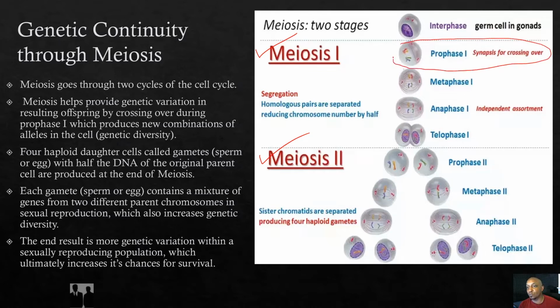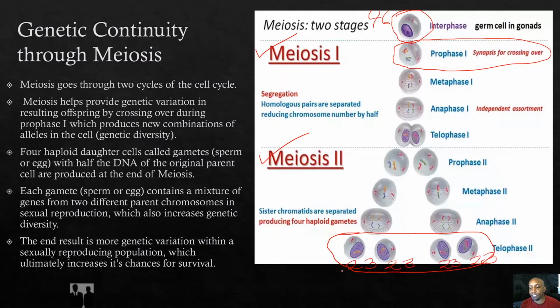So here's prophase 1, and this is where the synapsis for crossing over occurs. 4 haploid daughter cells called gametes, which are sperm or egg cells, with half the DNA of the original parent cell are produced at the end of meiosis. So if you take a look, here's that original parent cell, and it contains 46 chromosomes. But by the time we get to the end of the process of meiosis, notice we have 4 haploid daughter cells that are produced, and each one of these daughter cells only contains 23 chromosomes.